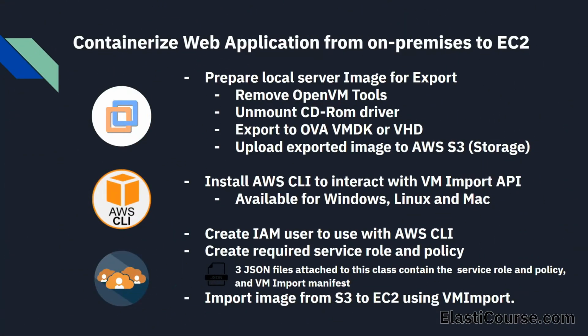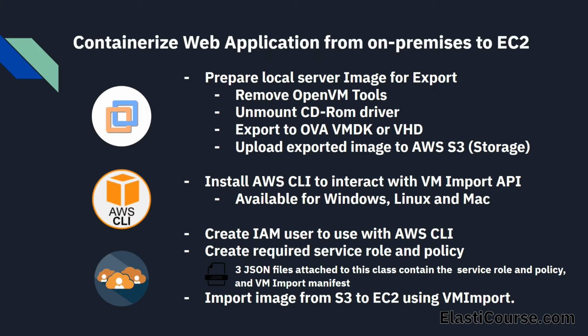So our plan for containerizing our web application from our local hypervisor to EC2: first we need to prepare our image, and this consists of a few steps. First, we need to remove the Open VM tools. This is usually installed on VMware environments and can cause issues on EC2 if you are running it in the cloud. So first we need to remove this package, and we can also remove our CD-ROM driver. This is also known to cause issues, and it's recommended to remove it.